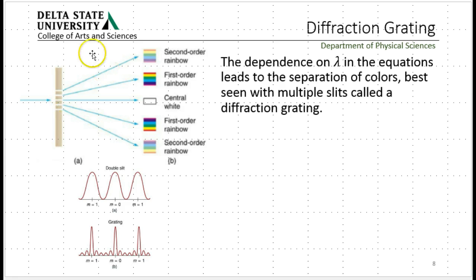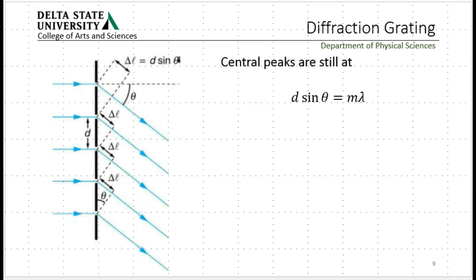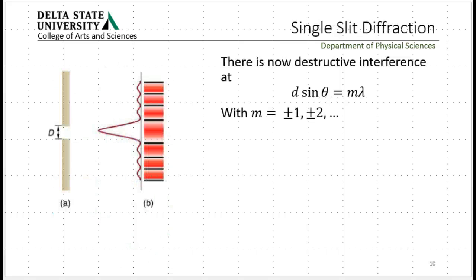This makes this a diffraction grating. This is what we used when looking at the fluorescent lights one day when we saw the different lines that were in the fluorescent lights. It was a diffraction grating. And what we were looking at was this first order rainbow from the diffraction grating. It was set up so that you looked at that. So the peaks on the diffraction grating are still at d sine theta equals m lambda, right? Again, that dependence on lambda is what helps us separate out the colors.